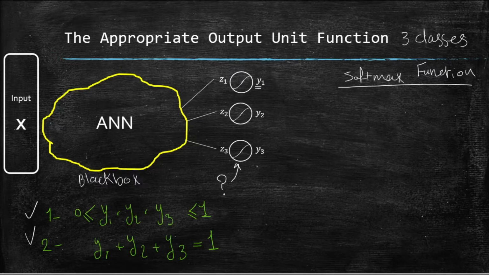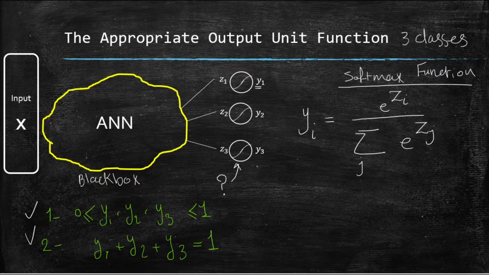The way it works is that, let me just write the general formula first. Y sub i equals e to the power z of i divided by the summation of e to the power of all the z's, where j goes from 1 to k, and k is the number of our classes, right? In this case, k is 3.